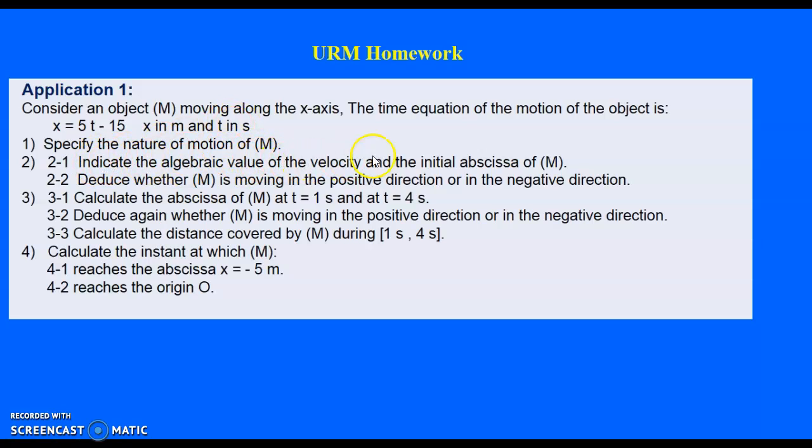Indicate the algebraic value of the velocity and the initial abscissa of M. Deduce whether M is moving in the positive direction or in the negative direction. Calculate the abscissa of M at t equal 1 second and t equal 4 seconds. Deduce again whether M is moving in the positive direction or in the negative direction. Calculate the distance covered by M during 1 second to 4 seconds. 4. Calculate the instant at which M reaches the abscissa x equal minus 5 meter and reaches the origin O.